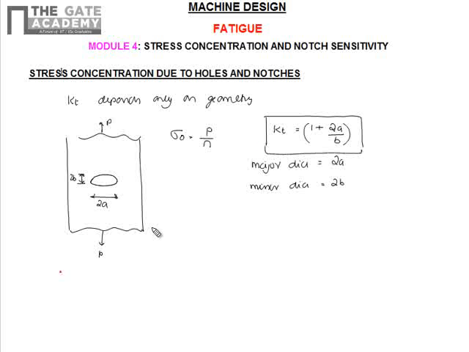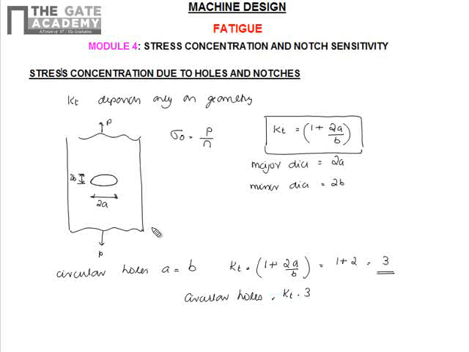Now what happens for a circular hole? We know that for a circular hole, a becomes equal to b. So the theoretical stress concentration factor Kt is equal to 1 plus 2a by b. Since a is equal to b, this becomes 1 plus 2 is equal to 3. Therefore, for circular holes the stress concentration factor is 3. This we will keep in mind.